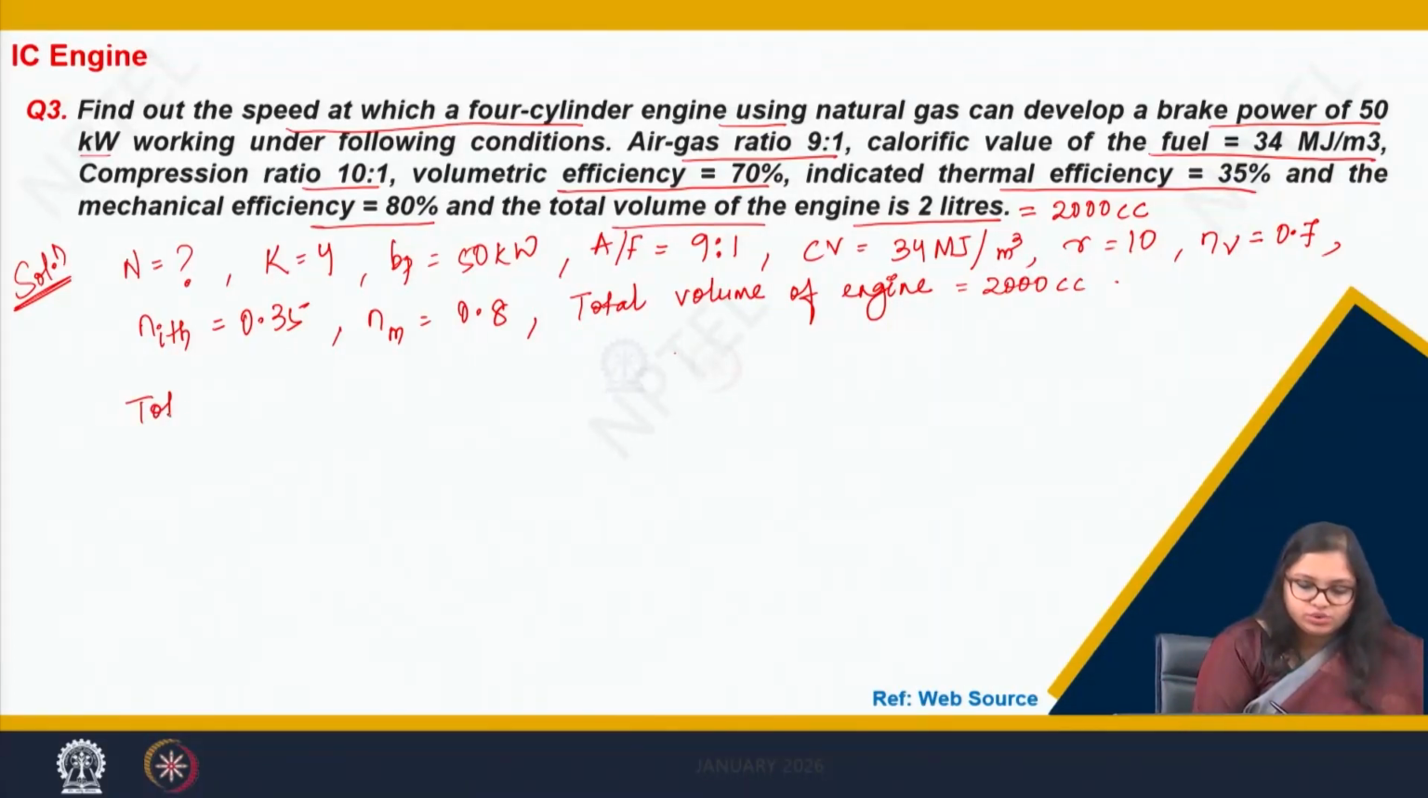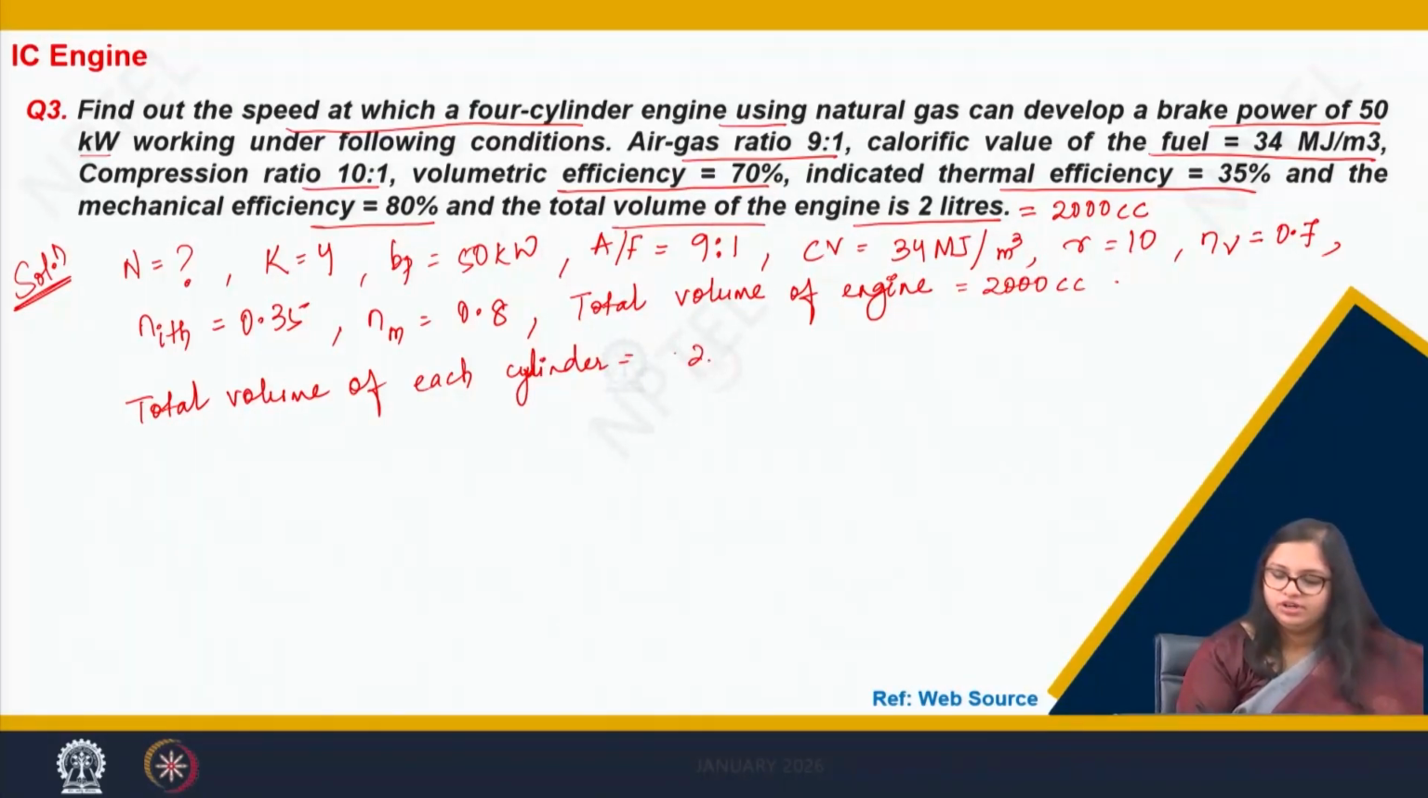So, the total volume of each cylinder will be 2000 divided by 4, which is equal to 500 cc. Now, then we find the swept volume. So, how do we find the swept volume?